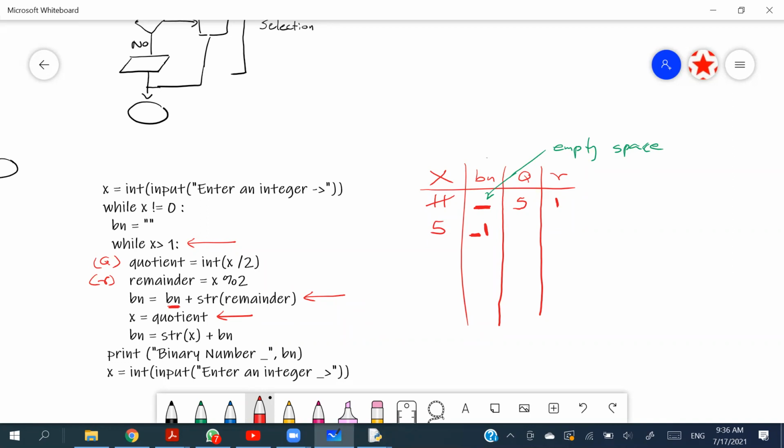So then it says bn equals strx plus bn. Still we are inside the while according to our answer.